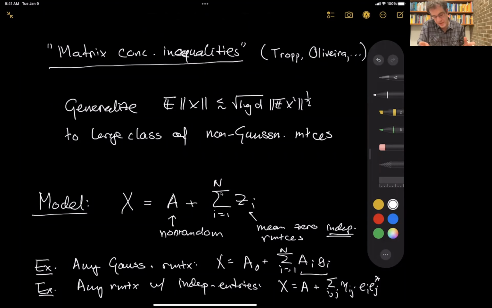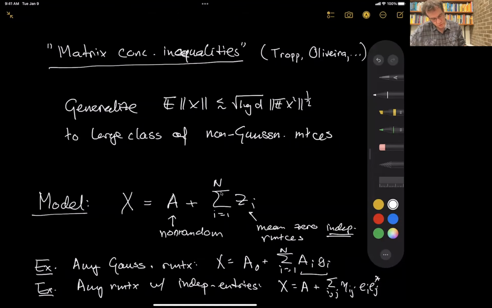But there are many dependent situations that are also captured by this. Sample covariance matrices are, for example, a very natural class of matrices of this form. We will see some other examples later on, hopefully, if I have time. It turns out that many random matrices that show up in applications fall into this general structure.